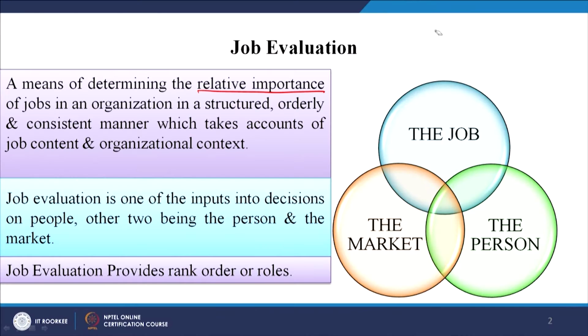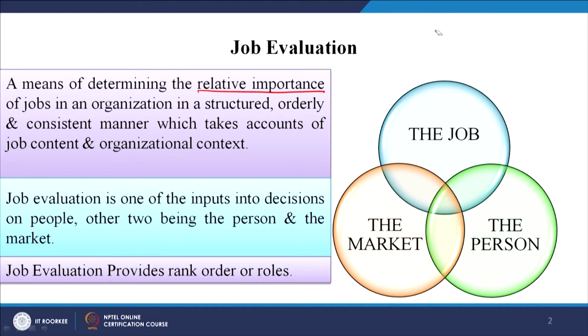For, as I mentioned, whether it is a production industry, a service industry, a hotel industry, or a pharmaceutical industry, the jobs of scientists are becoming very, very important. Now, job evaluation is one of the inputs into decisions on people, the other two being the person and the market.